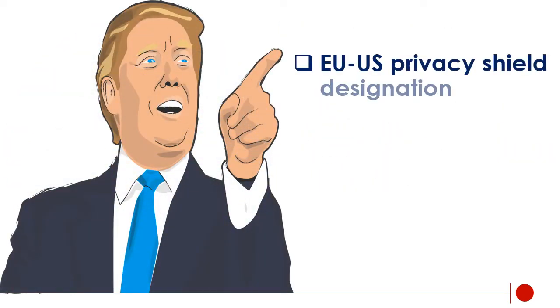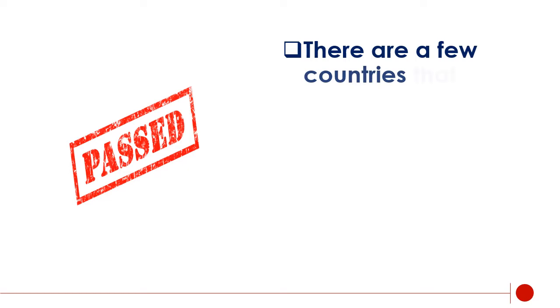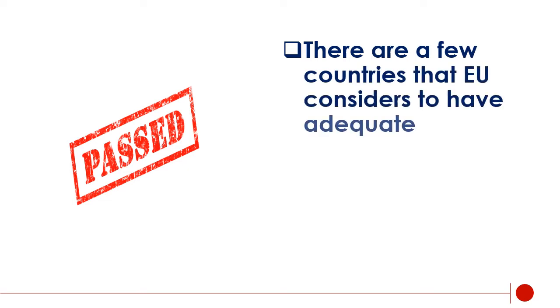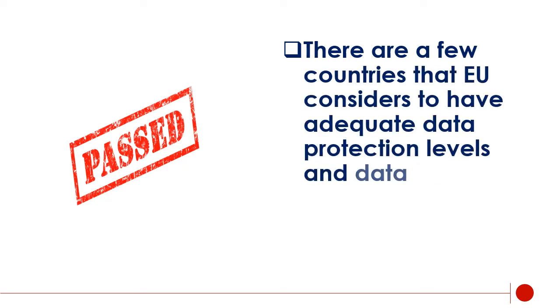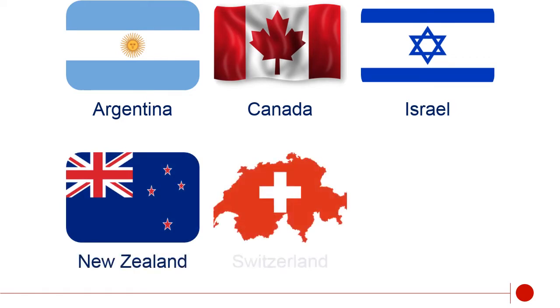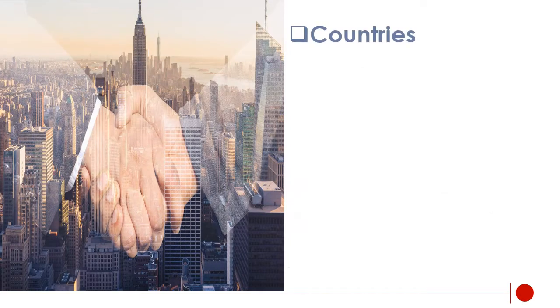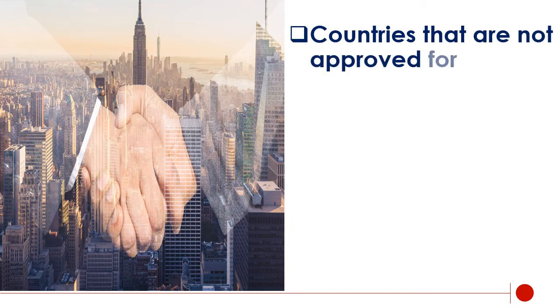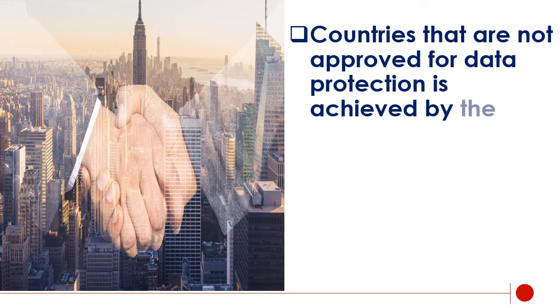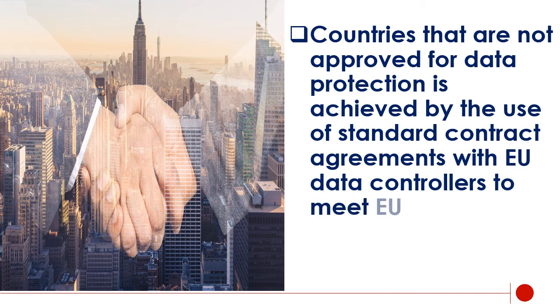The EU-US Privacy Shield designation is specific to the United States. There are a few countries that the EU considers to have adequate data protection levels, and data transfers are permitted. Countries that are cleared include Argentina, Canada, Israel, New Zealand, Switzerland, and Uruguay. For countries that are not approved, data protection is achieved by the use of standard contract agreements with EU data controllers to meet EU requirements.